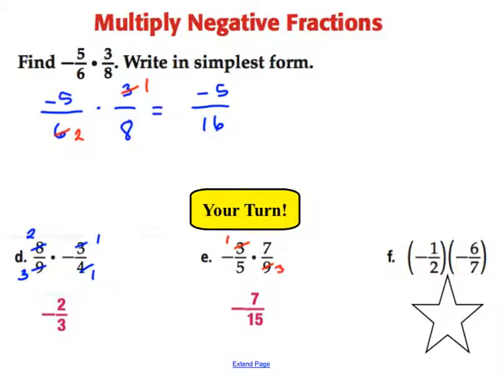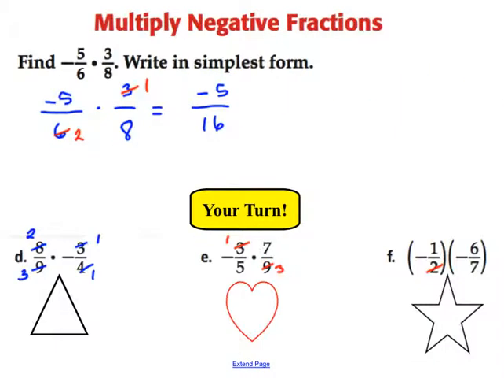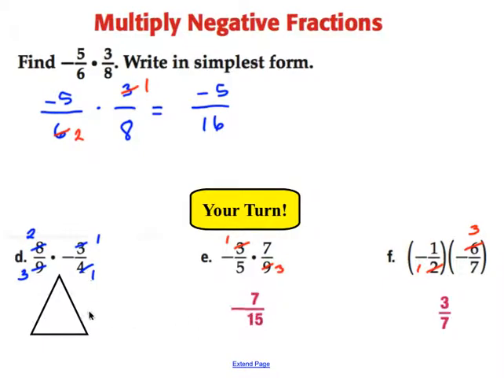And the last one for letter F, 2 and 6 share a common factor of 2. 2 goes into 6 3 times, 2 goes into 2 1 time, and 1 and 7 have no common factors, so now we're ready to go ahead and multiply across. Negative 1 times negative 3. Now be careful here, we have 2 negatives, so our answer is going to be positive. In the numerator we get 3, in the denominator we get 7. Display those answers for you again.